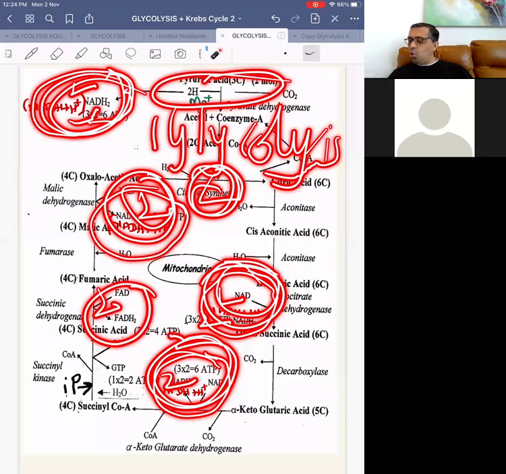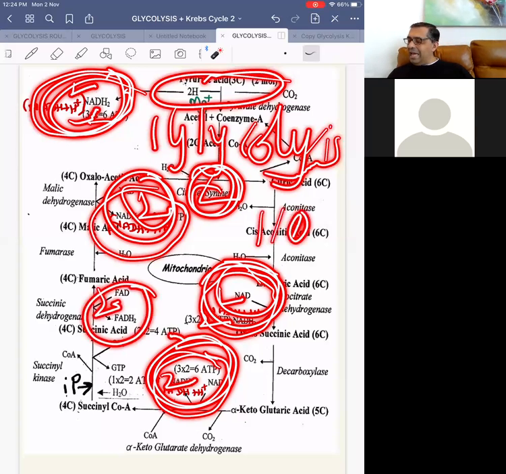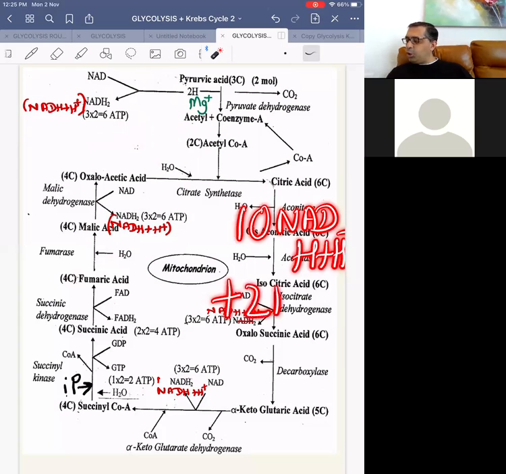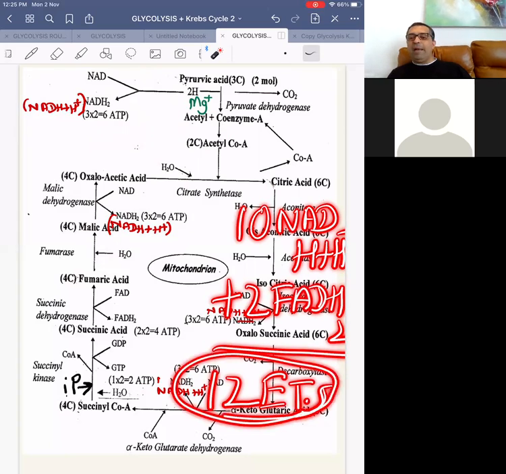So we have a total of 10 NADH plus H plus and 2 FADH2 all undergoing ETS, meaning a total of 12 ETSs will take place. Total how many ETS will take place? 12 ETSs will take place. 12 times ETS will take place.